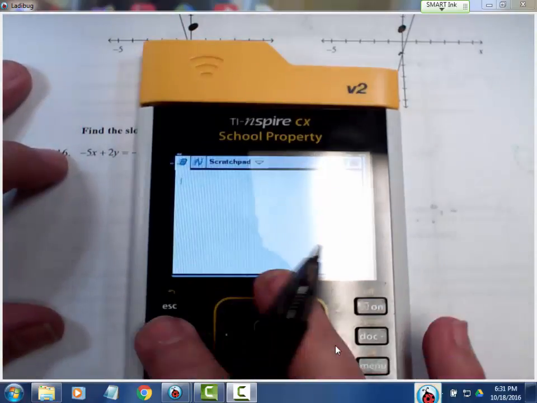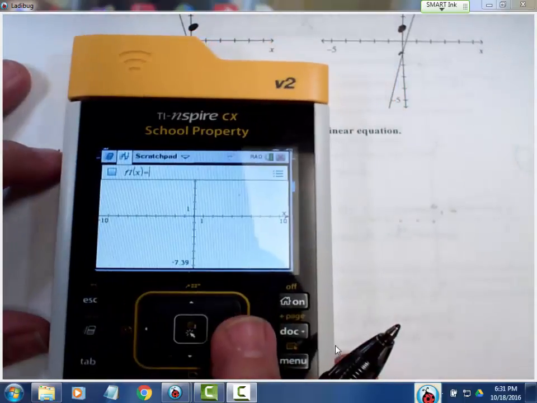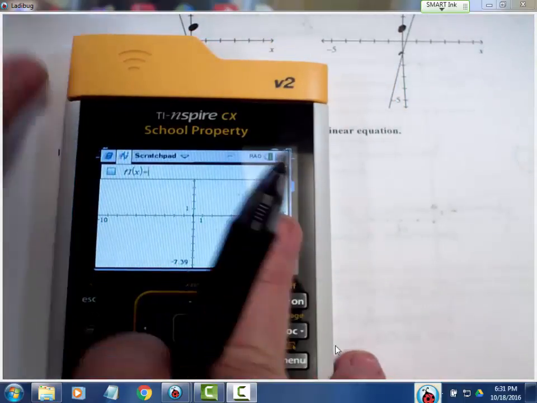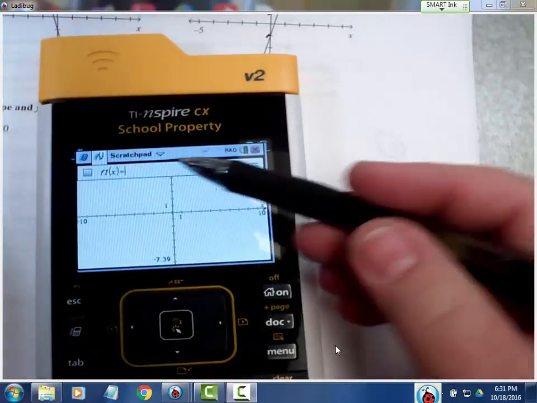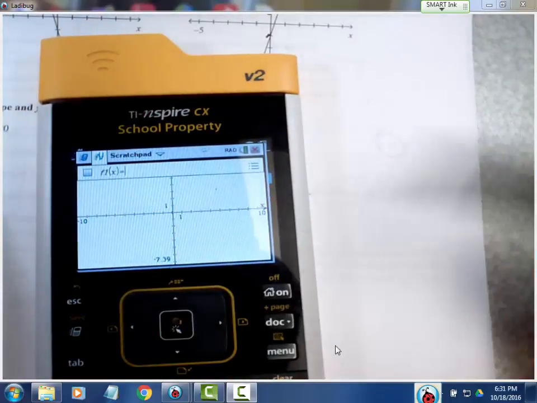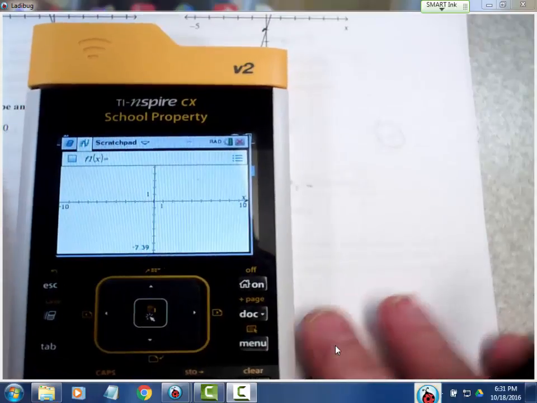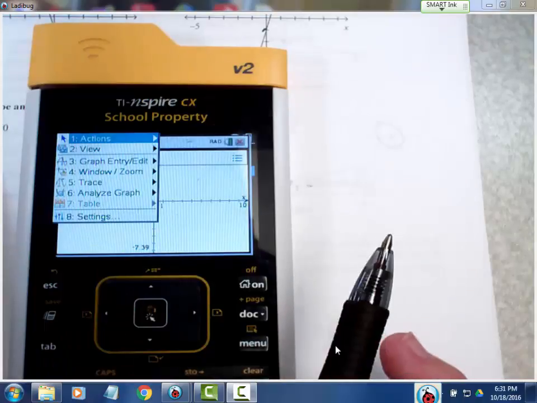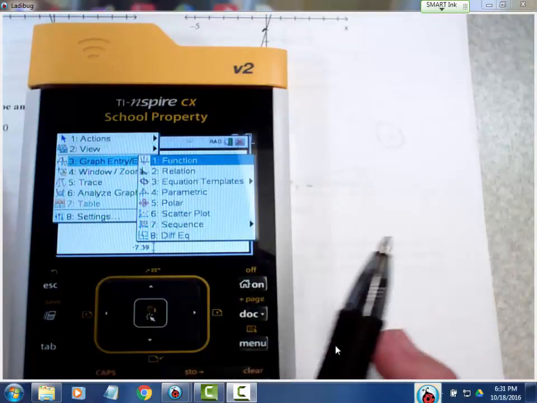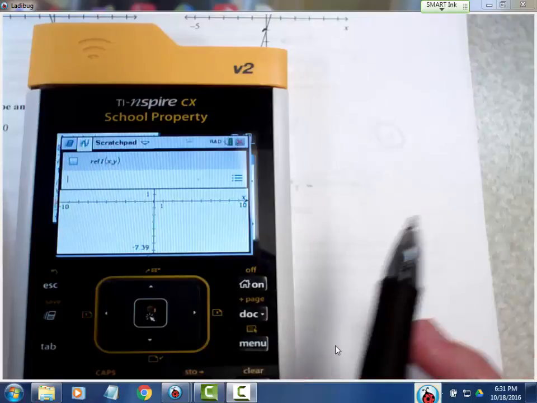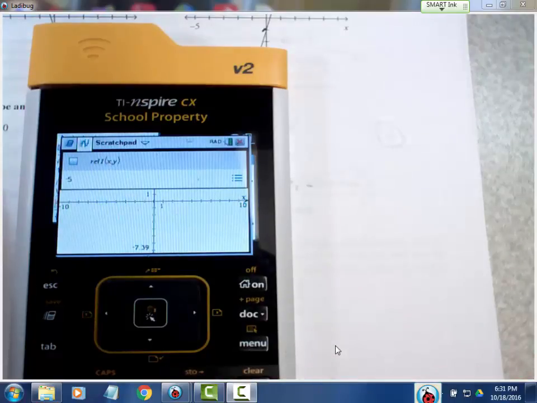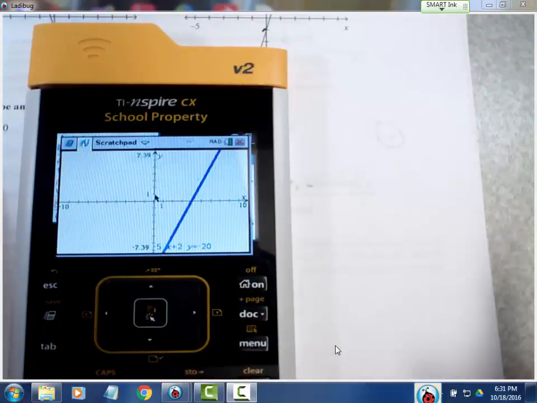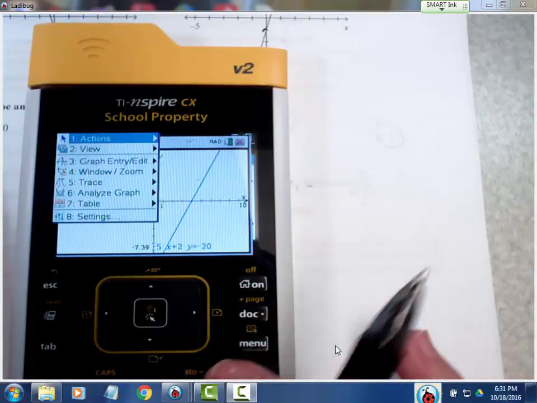Okay. So when I'm typing this in, I'm looking at this equation, and I'm like, wait a minute. It doesn't have f of x. It doesn't have y. It has this long thing. So you might want to write this down. Menu, 3, 2. Now I can type whatever I want as my equation. So negative 5x plus 2y equals negative 20. There's my line, menu 5, 1.